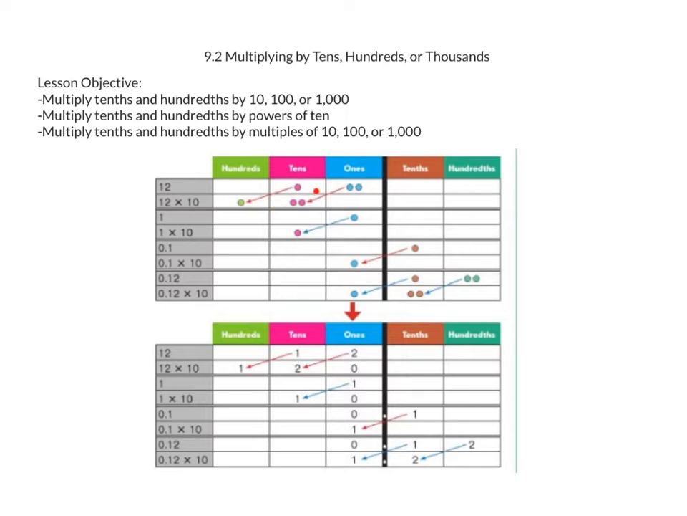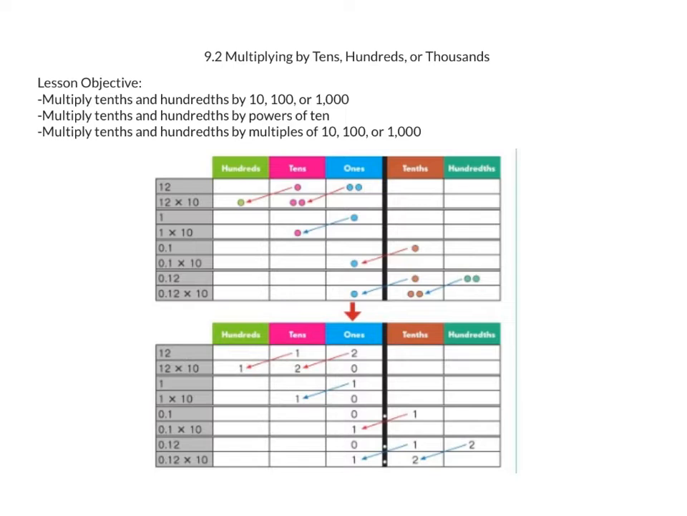If we take a look at the place value chart, we can see that when we multiply 12 by 10, each digit shifts over to the left by one place. So the tens moves to the hundreds and the ones moves to the tens. If we take a look at 1 times 10, our ones moves over to the tens place.